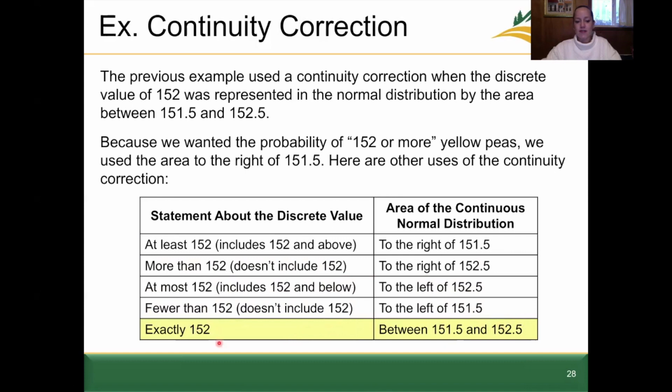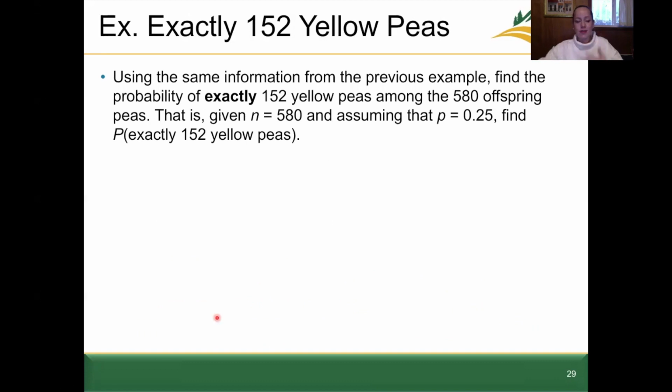Let's do an example of this last one where we're asked about exactly 152. Using the same information from the previous example, find the probability of exactly 152 yellow peas amongst the n number of trials, or 580 offspring peas. These values are the same now. So n is 580, the number of trials, and p, the probability of success in one of those trials, where success means we get a yellow pea plant from our offspring, is 0.25.